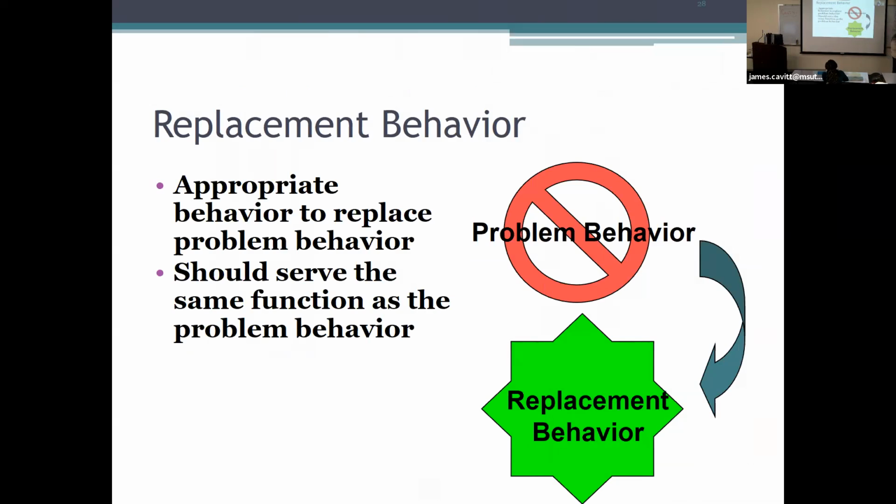All right, so now we've talked about antecedents and some consequences. Let's talk about behaviors. A target behavior is the behavior that we want to change. That's always the way we look at it. We want them to engage in an appropriate behavior of some kind, so that appropriate behavior is a replacement behavior. Remember, when we look back on the foundations of skills, sometimes kids, if they don't have the skill, they can't do it. So we've got to teach them a skill.